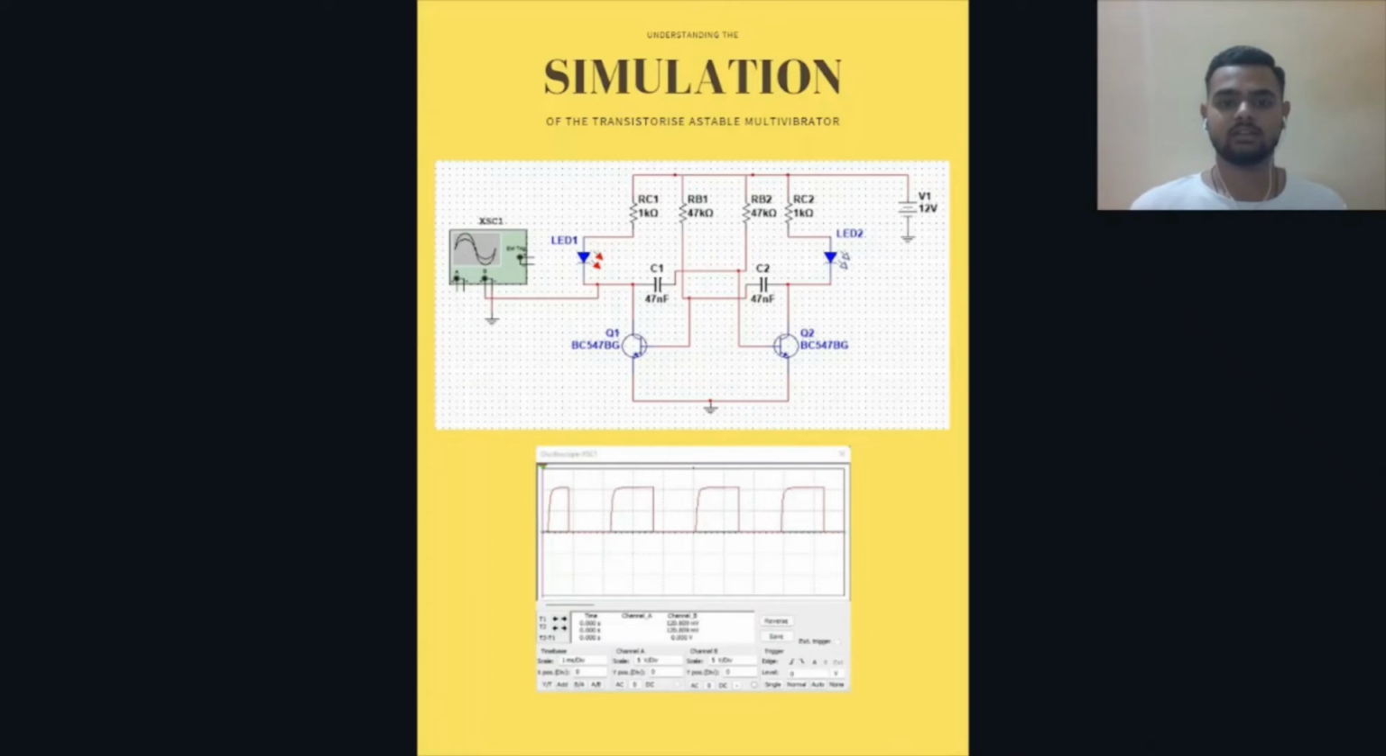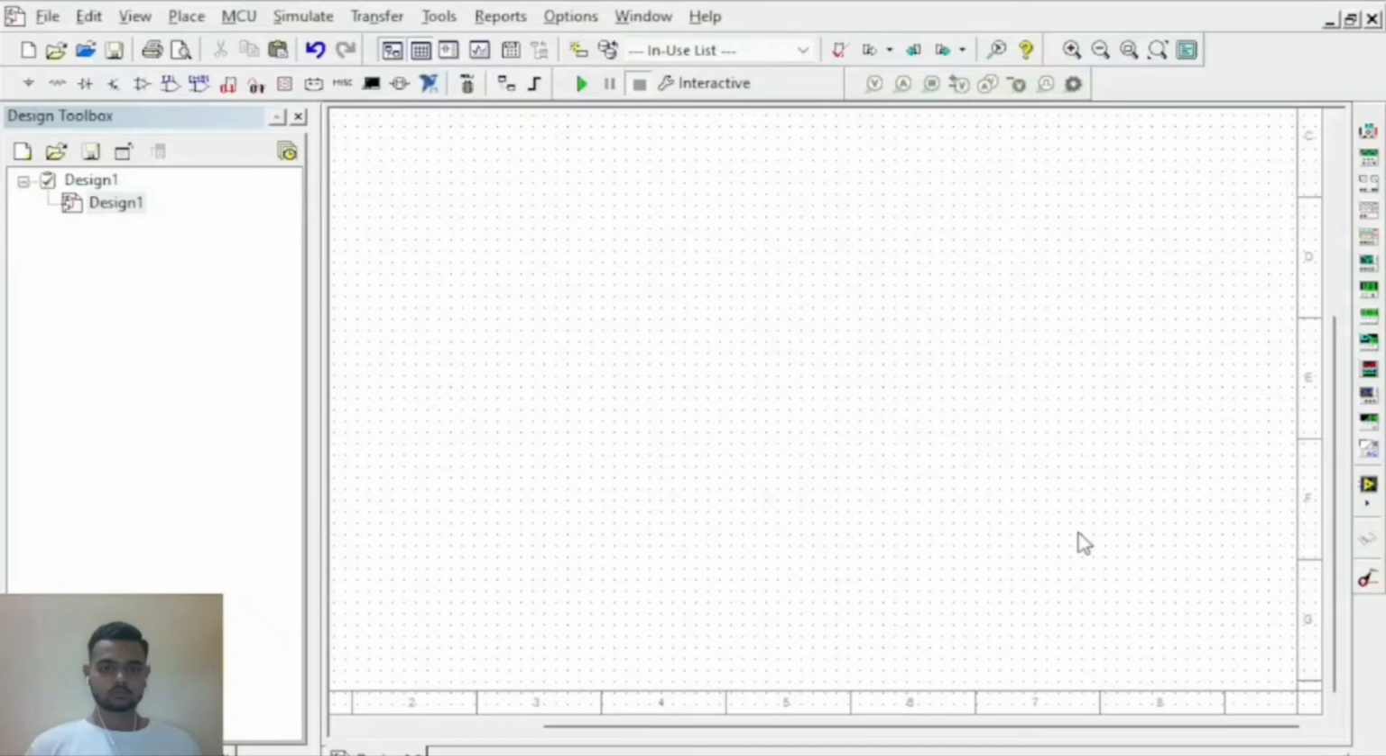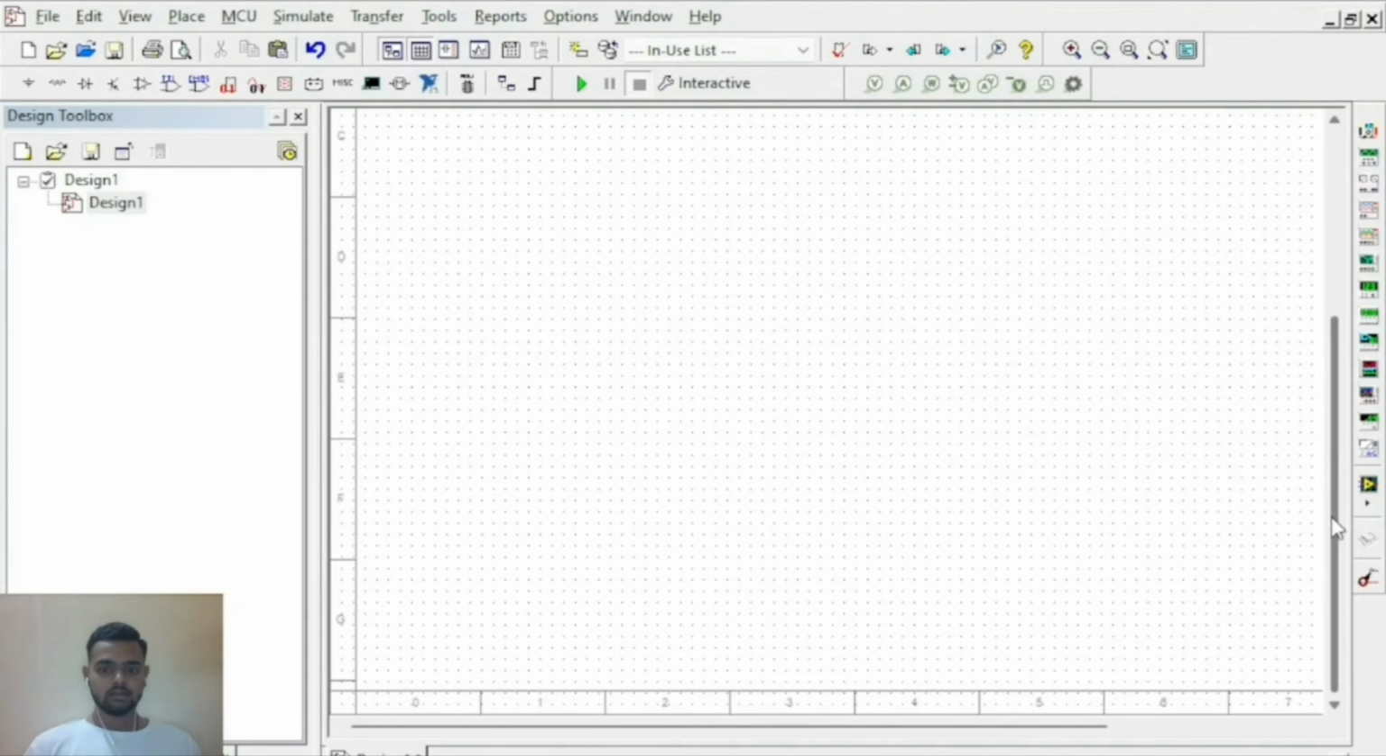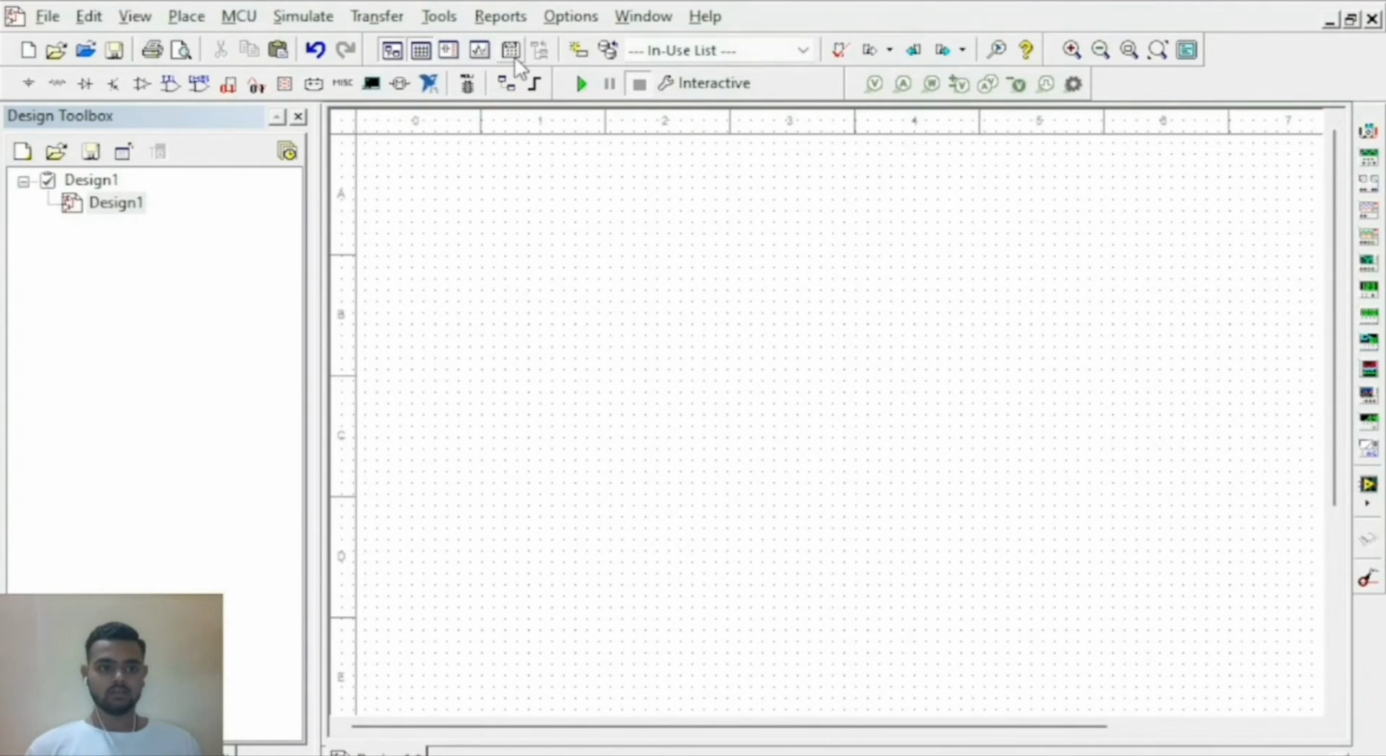Now let's take a look at the simulation part. So this is the circuit of the astable multivibrator, and here is the graph of the output. So let's build this circuit. Now, as we discussed earlier, to make the circuit we need 4 resistors, 2 capacitors and 2 transistors. So let's do this.